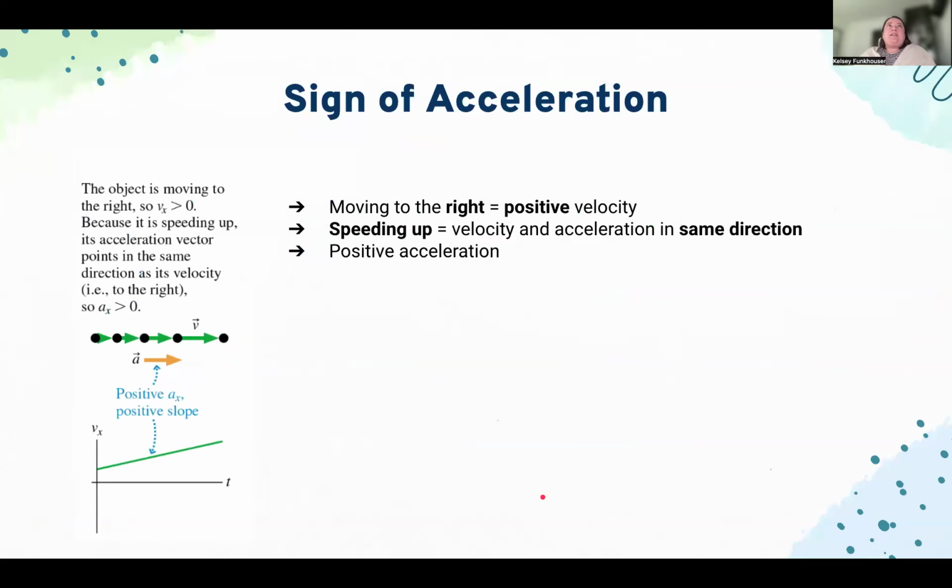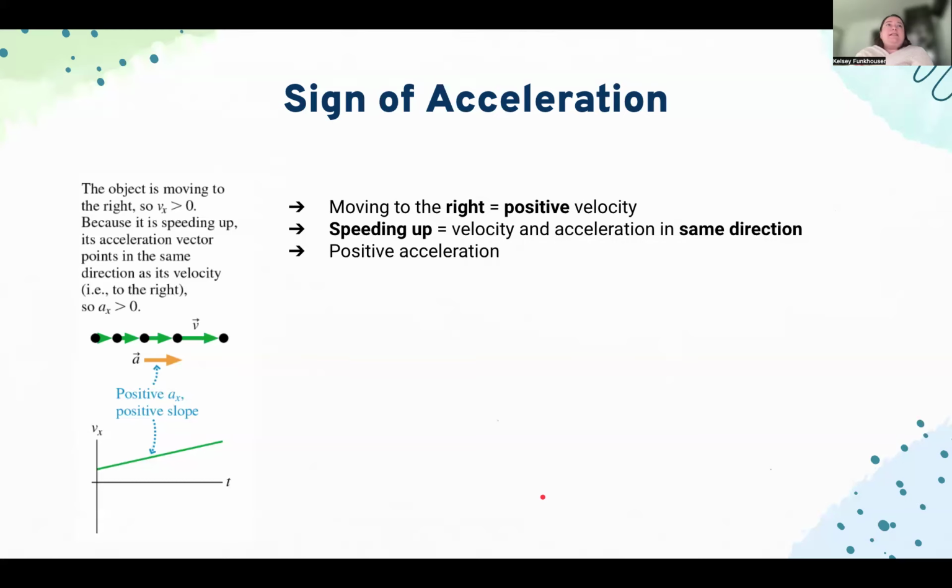The sign of acceleration is not as straightforward as with position and velocity. With position, if it's on the right of the origin, it's positive, and if it's on the left of the origin, it's negative. And velocity, if it's moving to the right, it's positive, and if it's moving to the left, it's negative. But the sign of acceleration also depends on what direction the velocity is going.